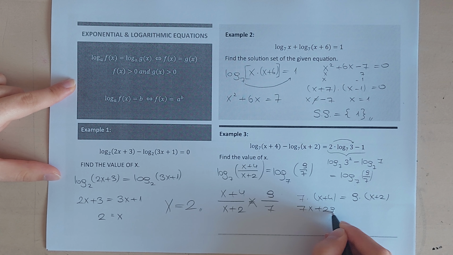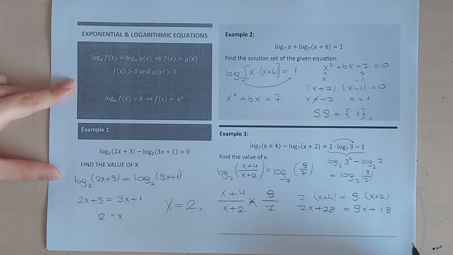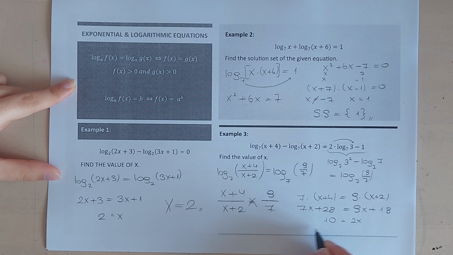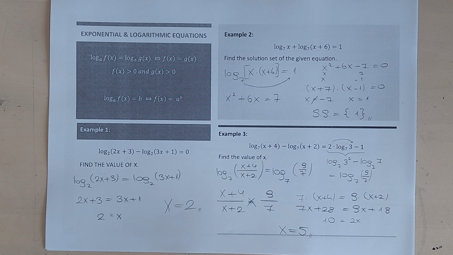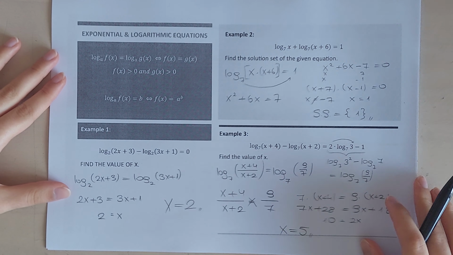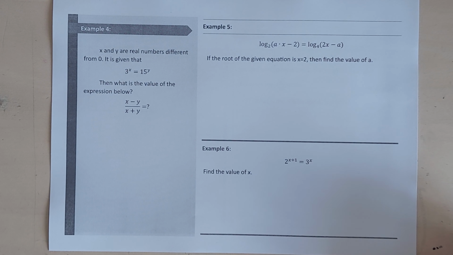7x plus 28 is equal to 9x plus 18. And if I move 7x here, I get 2x, and if I move 18 here, I get 10. 2x is equal to 10. That's why x is equal to 5. Let's check the inside of the logarithmic functions. If I put 5 here, I get 9. Here I get 7. That's why there is nothing wrong about this one. So x is 5. Let's move on to the next page.